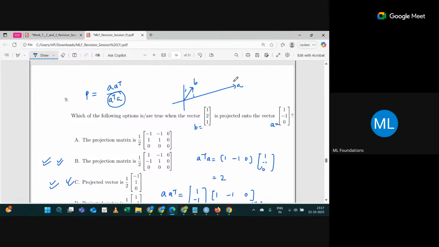What did sir use in the lecture? What is the notation? It is the same notation: A transpose by A transpose A, in the case where B is projected on A.